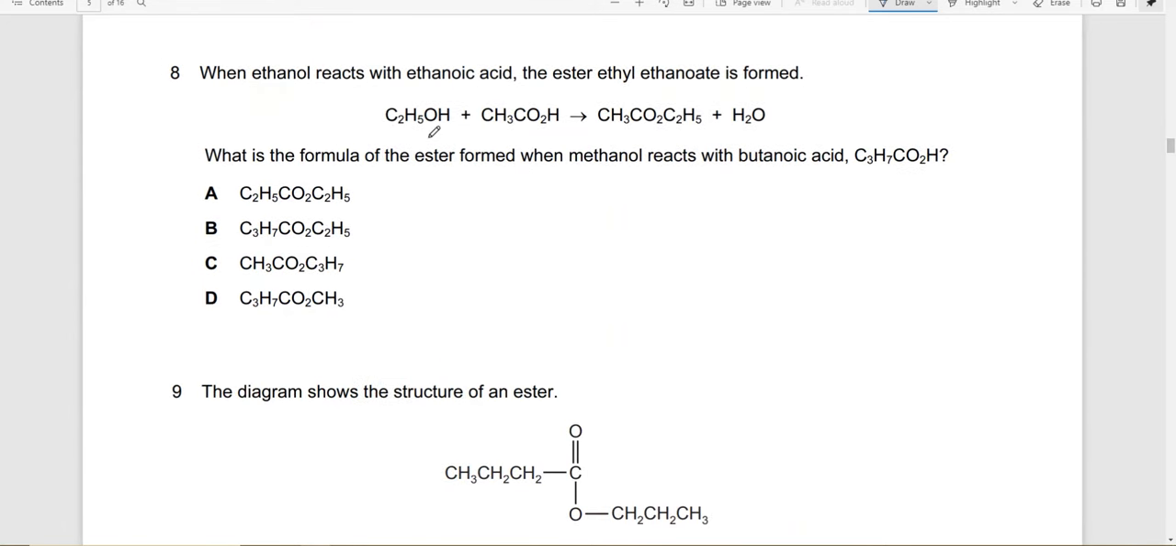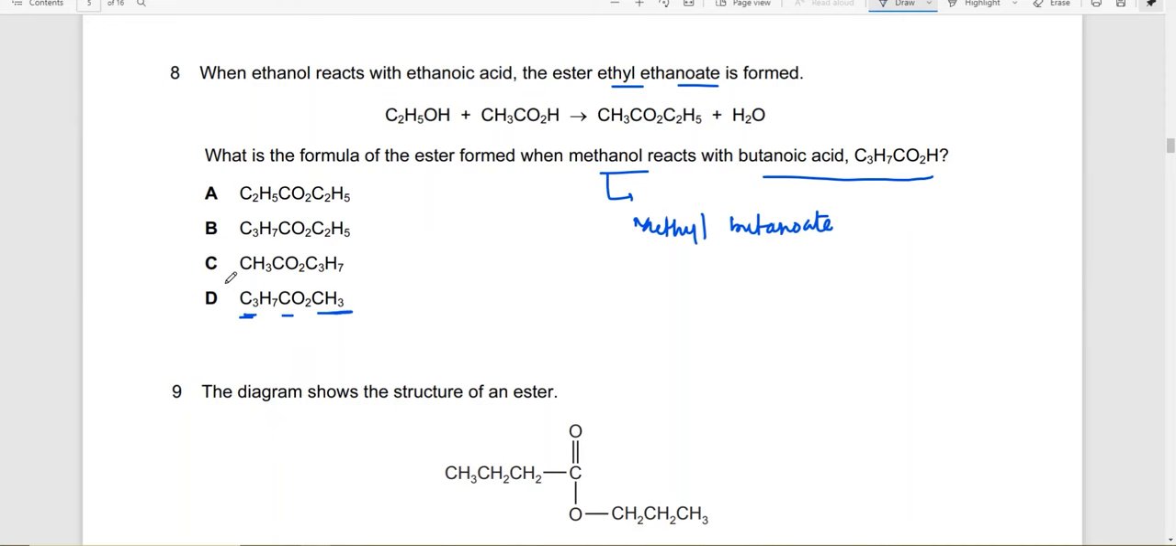So, ethanol reacts with ethanoic acid and ethyl ethanoate is formed. What is the formula of the ester formed when methanol reacts with butanoic acid? Methanol will form methyl, and butanoic acid will be butanoate. Methyl butanoate. So this methyl comes after but is named first. There is methyl, and that is butanoate.